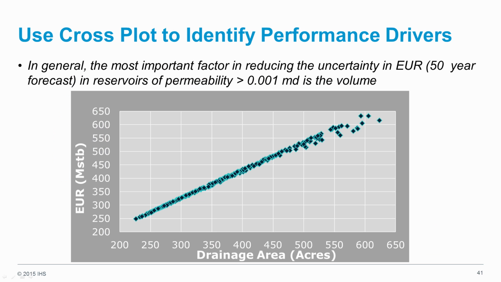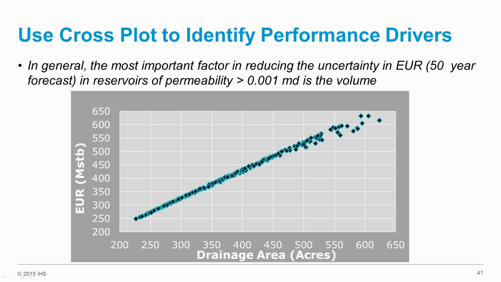Lastly, this is the post-simulation analysis. We can use a cross-plot to identify performance drivers. In this case, I've plotted our EUR versus drainage area, and we see a very strong correlation. The EUR is very strongly related to our drainage area. Well, in this case, we have a 50-year forecast, so that kind of makes sense.